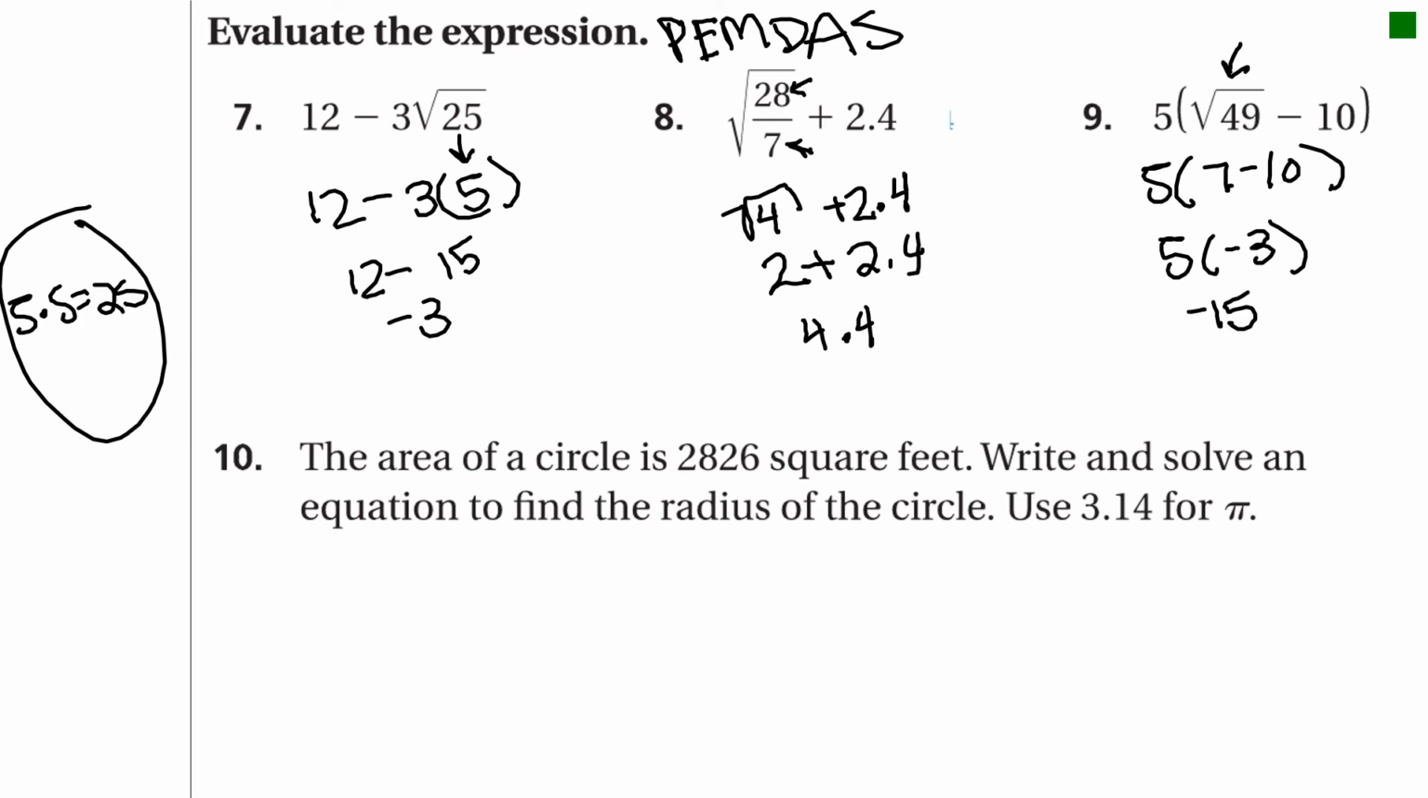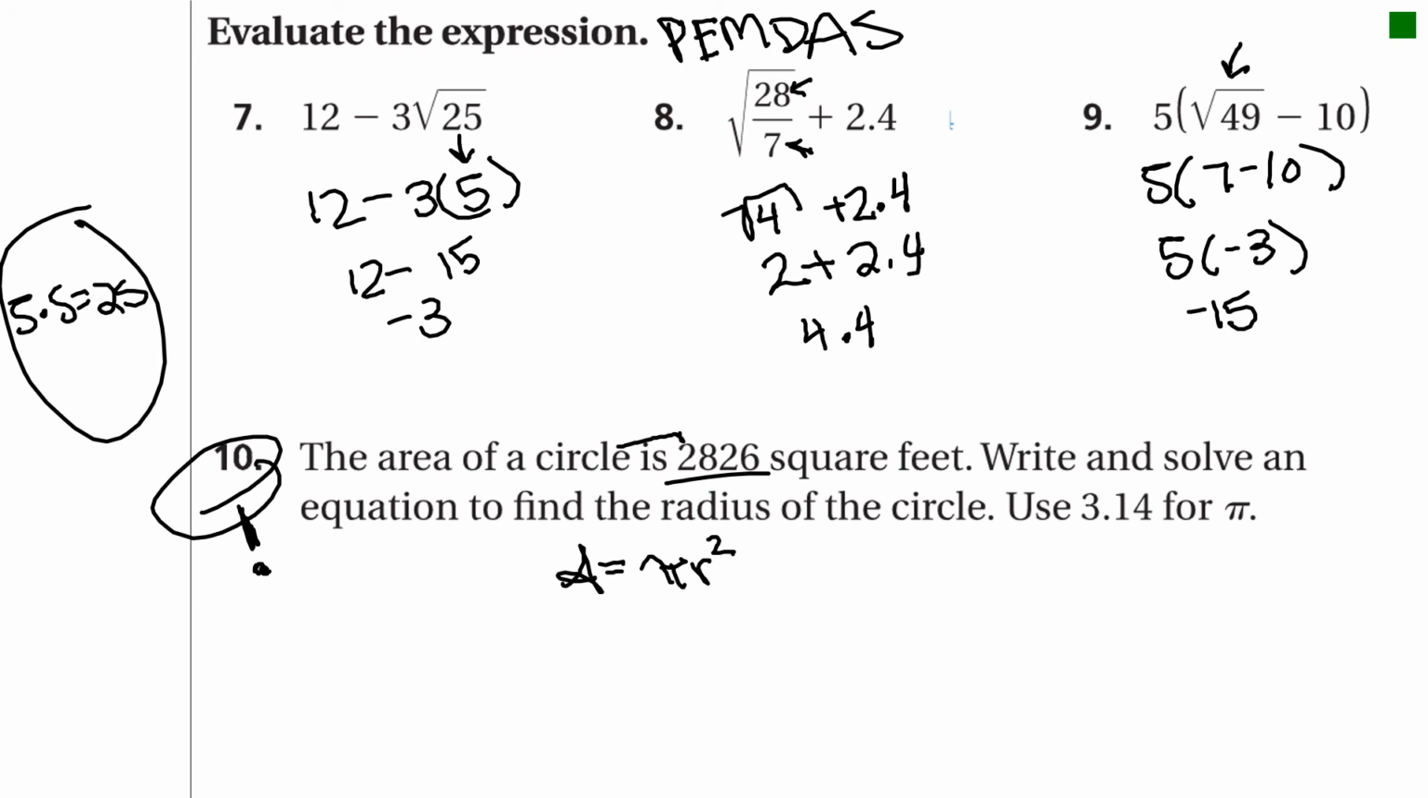All right, here's where number 10 is where I would like us to get to when we're evaluating using square roots. The area of a circle is 2,826 square feet, right? And solve the equation to find the radius of the circle. I'm not asking you to have the equation memorized, but here's what it is. A equals pi r squared.